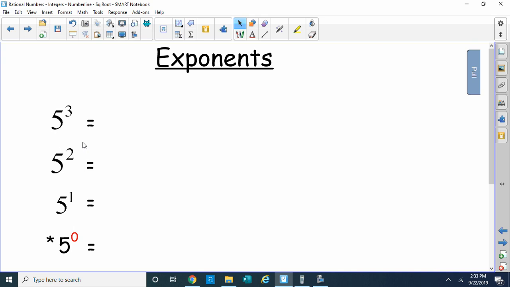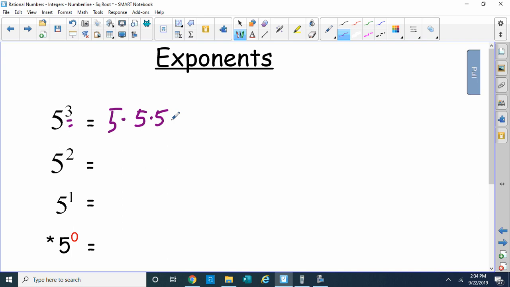5 to the exponent of 3, some people call it cube. So let's do expanded notation just to recall what that is. That means you're going to write out the number 5, which is the base, that many times, as the exponent tells you to. So this exponent is 3, so I'll write the base, which is the 5, 3 times, and then put a multiplication decimal in between them, and that's how we expand it. So we write it out that many times.